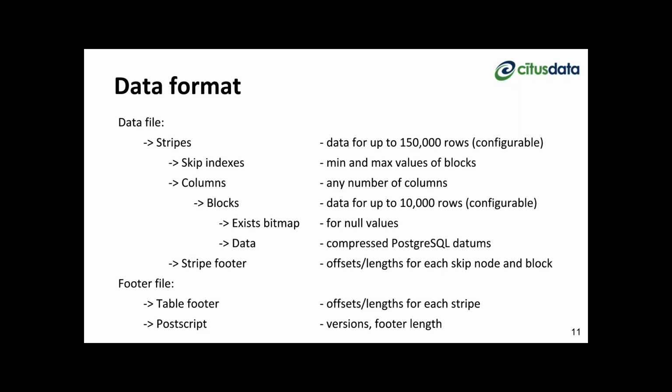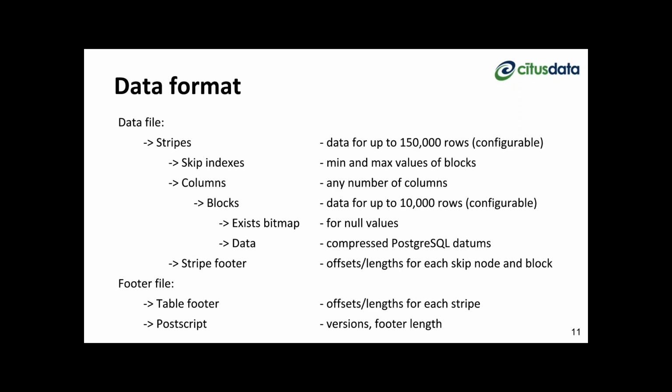And just the fact that it uses PostgreSQL datums also lets you pretty much use any data type you want within a CStore table. At the end of the stripe, you'll find the stripe footer, which just contains a bunch of offsets and lengths for each entry in the skip index and for each block.